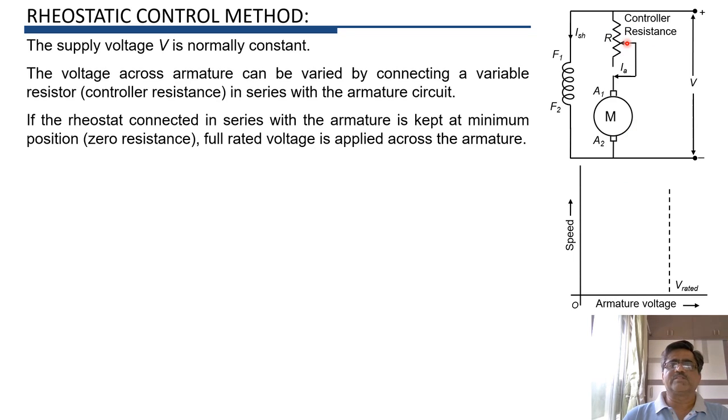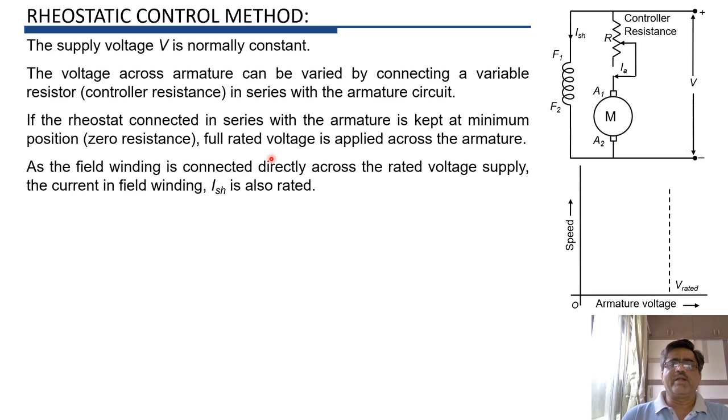Now in this case R is equal to 0. So voltage drop in R is also equal to 0. So full voltage V is applied across the armature and it is the rated voltage. So if we keep controller resistance at its minimum position, then the armature will be supplied with rated voltage V.